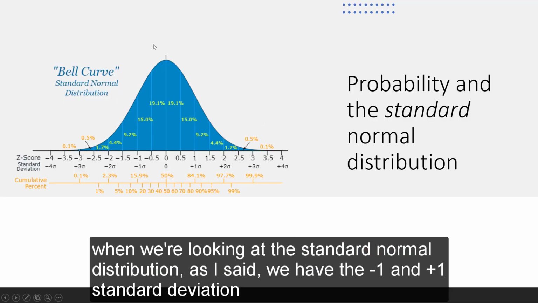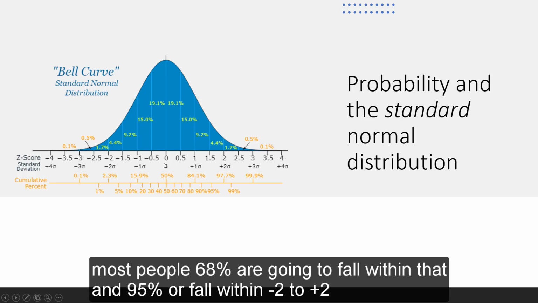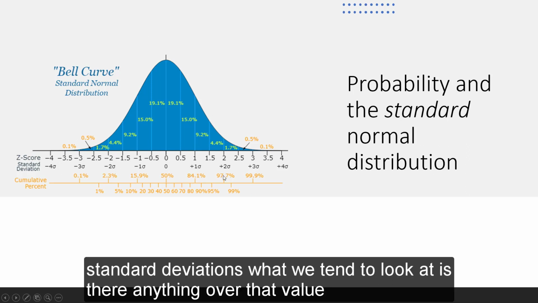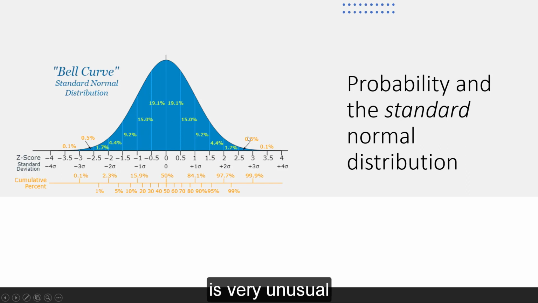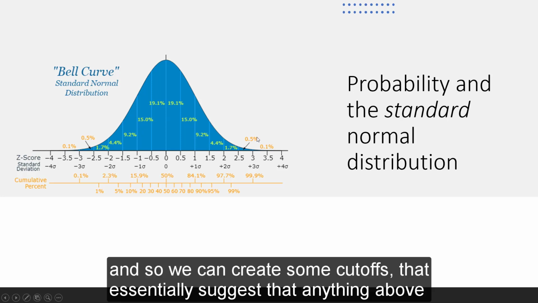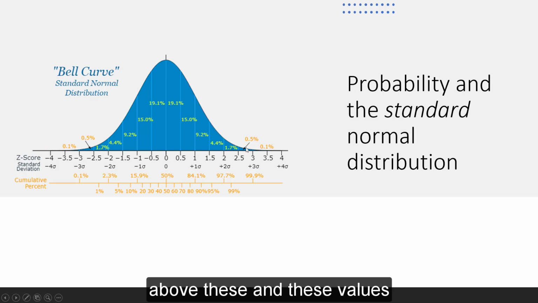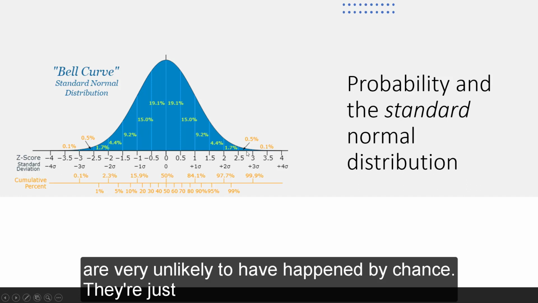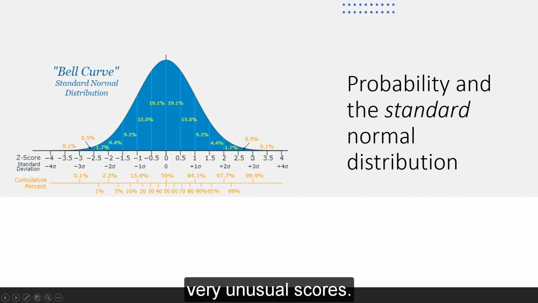When we're looking at the standard normal distribution, as I said, we have the -1 to +1 standard deviation. Most people, 68%, are going to fall within that, and then 95% will fall within -2 and +2 standard deviations. What we tend to look at is that anything over that value is very unusual. And so we can create some cut-offs that essentially suggest that anything above these values is very unlikely to have happened by chance. They're just very unusual scores.